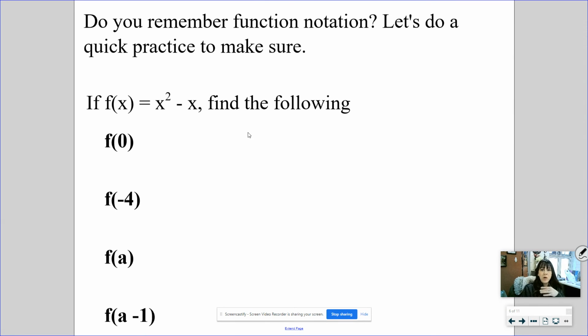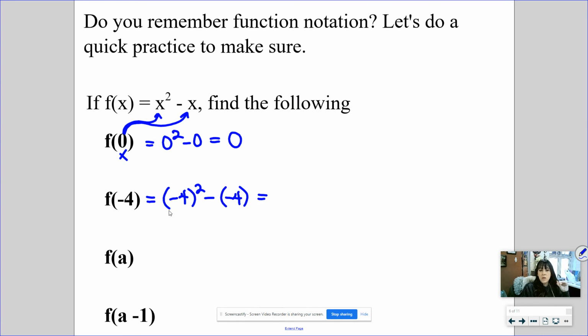Okay, almost finished. Quick review of function notation, because we're going to be using this next. Remember that the number on the inside represents x. So you would take whatever number's on the inside and you plug it in everywhere that you see an x, right? And then you just use PEMDAS. So 0 squared minus 0 would be 0. If I use negative 4, I'm going to be really careful that I plug my negative 4 in using parentheses so that I don't lose a negative somewhere along the way. So this would end up being 16, and that would actually turn into plus 4, so that would equal 20.